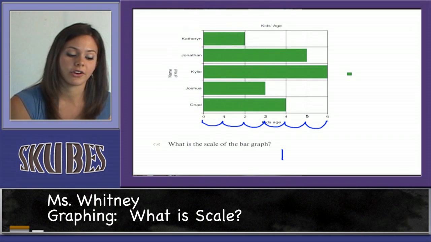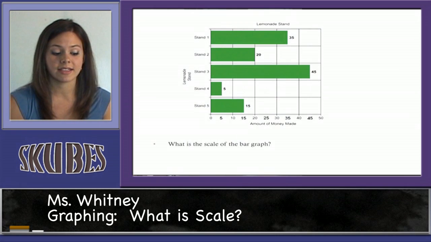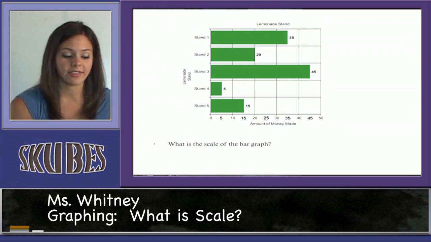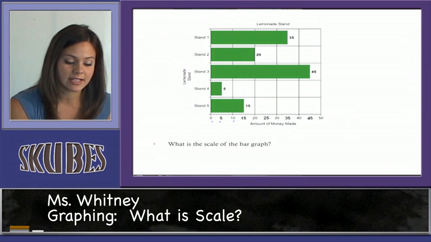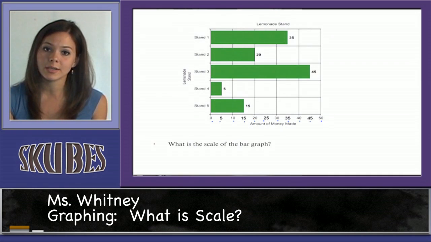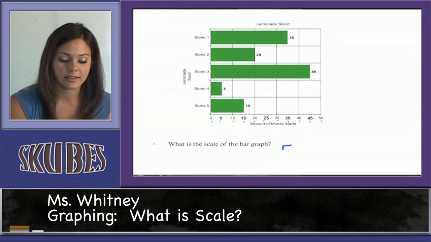Let's take a look at another graph. This graph is telling us the amount of money made at a lemonade stand. So looking at these numbers, we see 0, 5, 10, 15, 20, 25, 30, 35, 40, 45, 50. As you can see, we're counting by 5s. So the scale of this graph is 5.